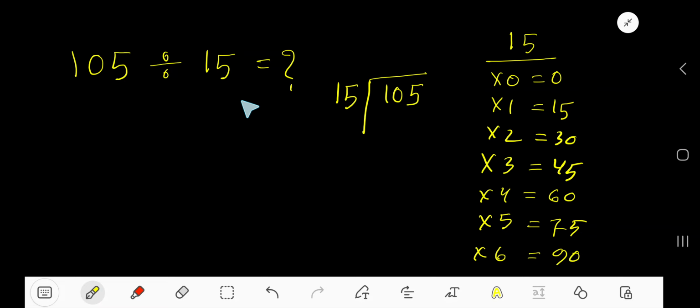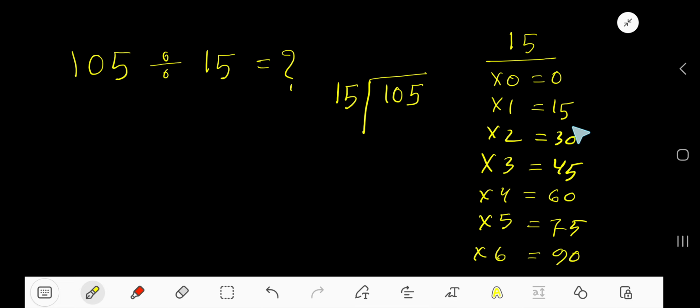105 divided by 15. Here 15 is a divisor, so we need the multiplication table of 15. 15 times 0 is 0, 15 times 1 is 15, 15 times 2 is 30, 15 times 3 is 45, 15 times 4 is 60, 15 times 5 is 75. To find the multiplication table of 15, just add 15 to the previous step.